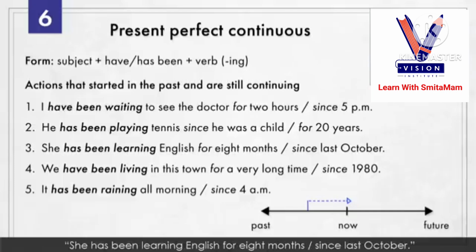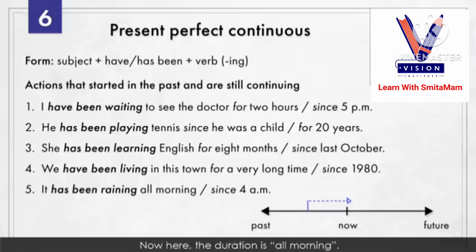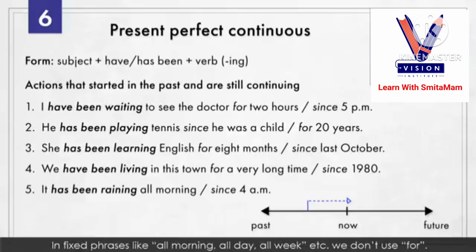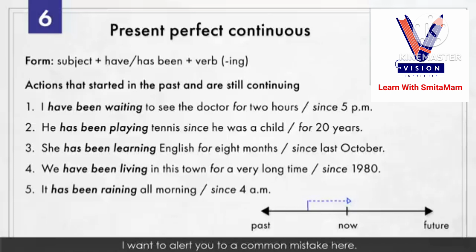A few more examples. She has been learning English for 8 months, since last October. We have been living in this town for a very long time, since 1980. It has been raining all morning, since 4 am. Now here the duration is all morning. In fixed phrases like all morning, all day, all week, etc., we don't use for. But you can say since 4 am if you want to mention the starting point.